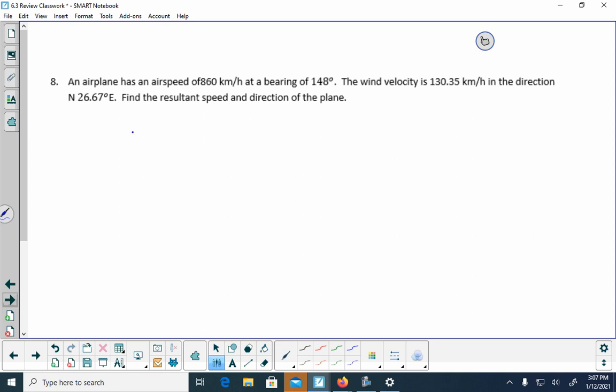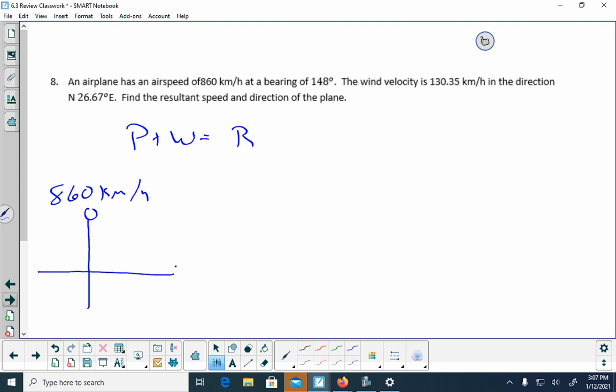So remember, the plane plus the wind is equal to the ground speed or the resultant speed. So my plane is 860 kilometers per hour. It's going at a bearing of 148. So in bearing, 148 degrees would be down here somewhere.